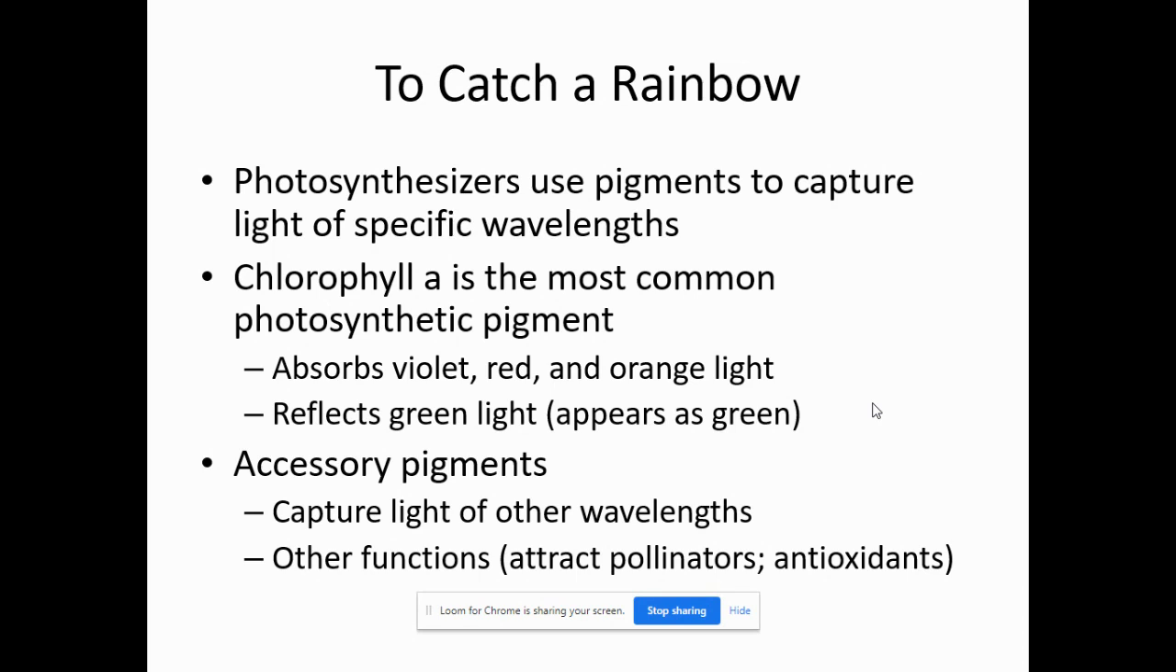In addition to chlorophyll A, there's chlorophyll B, and there are also accessory pigments. They capture light of other wavelengths so that they appear different colors. They may not have a big role in photosynthesis, but they serve other functions, such as a pigment that appears red, which is used by some plants to attract pollinators.